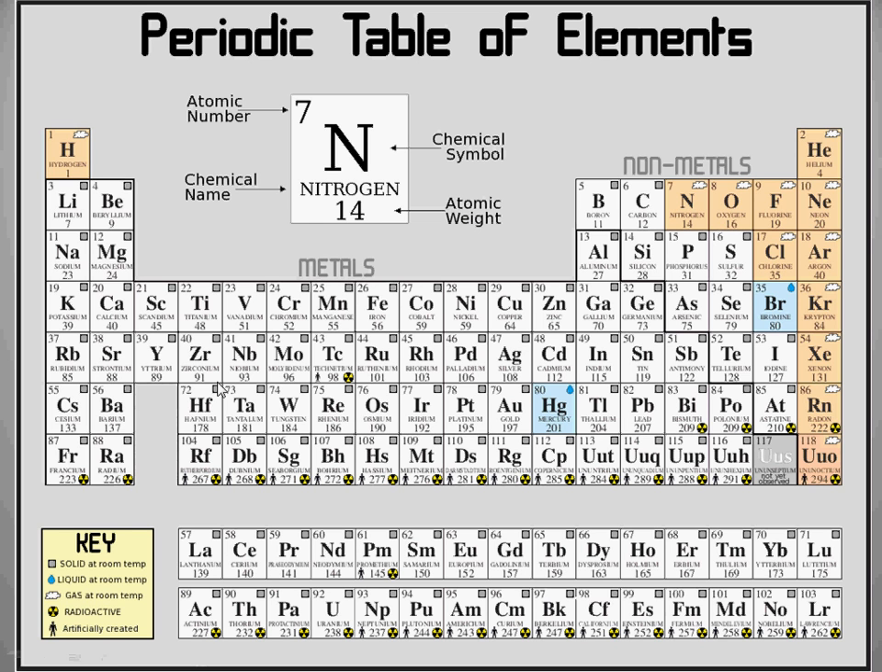Oftentimes it is listed as an average atomic mass, which would mean that it's going to be a fraction, so 14 point something. That just means that if we added up all of the atoms of that particular element in the universe and found their average mass, it would be a fraction of a number and not just a whole number. This particular periodic table of elements has rounded the atomic weight to a whole number just to make it a little bit easier to read. That's all for Chapter 1.